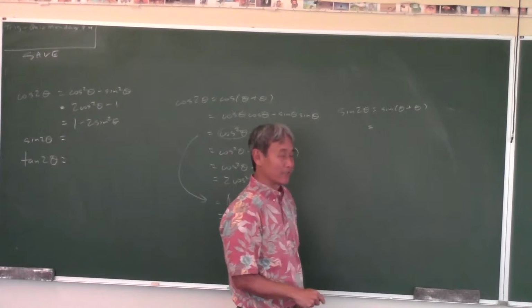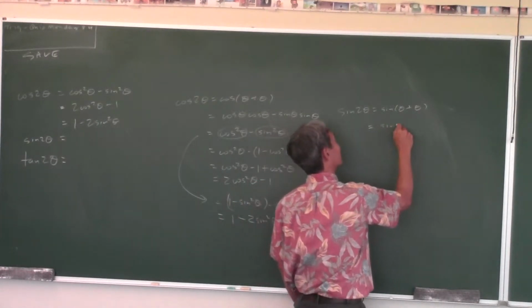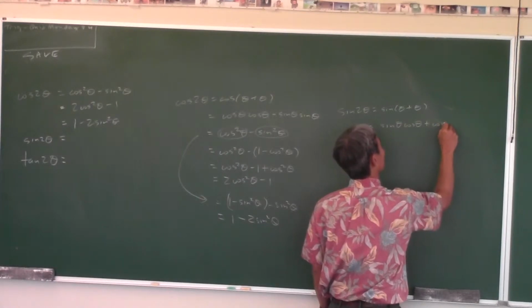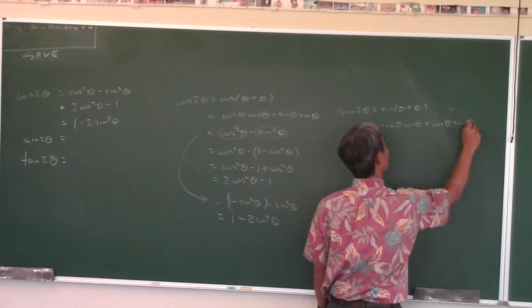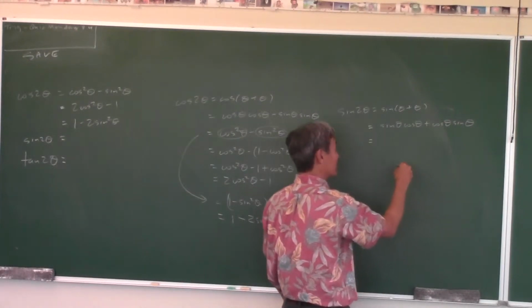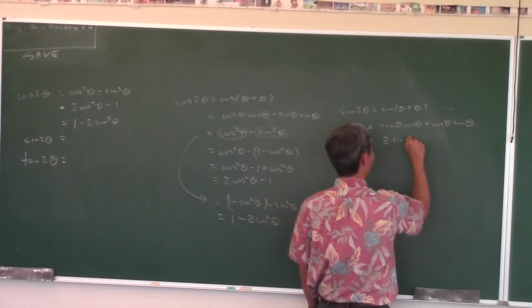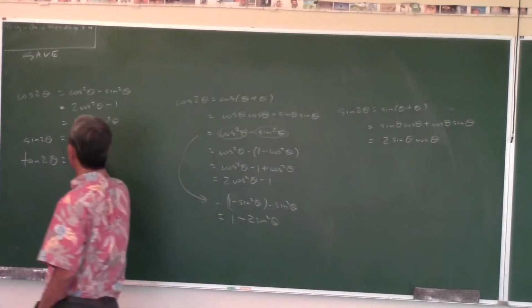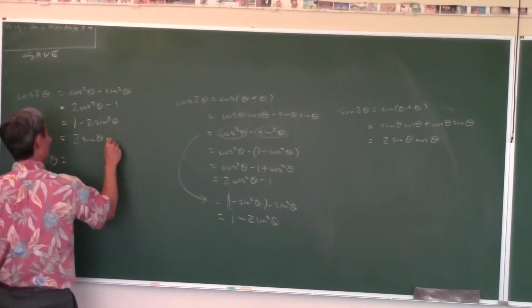And what's the identity for that? Sine of the first, cosine of the second, plus cosine of the first, sine of the second. But sine theta cosine theta plus sine theta cosine theta, they're both the same thing, so it's 2 sine theta cosine theta. And there you go. 2 sine theta, cosine theta.